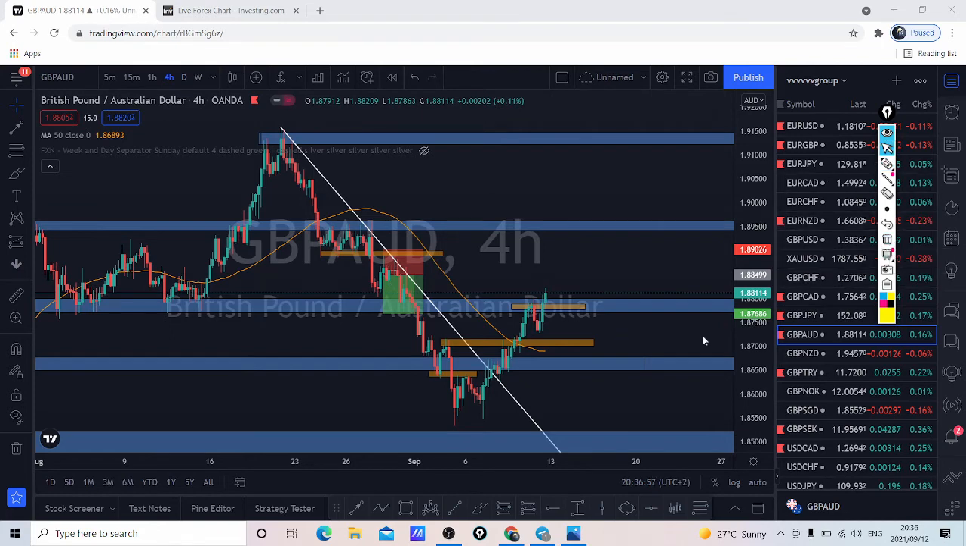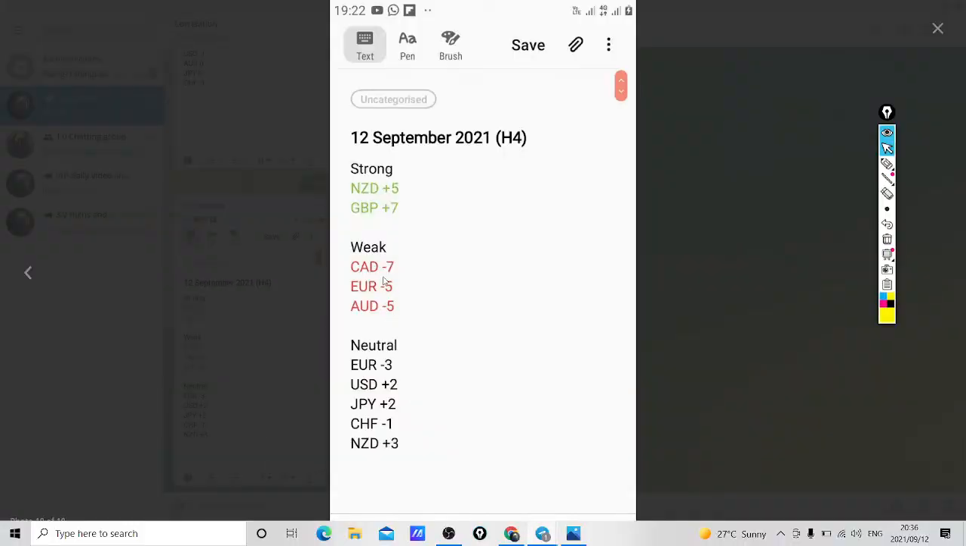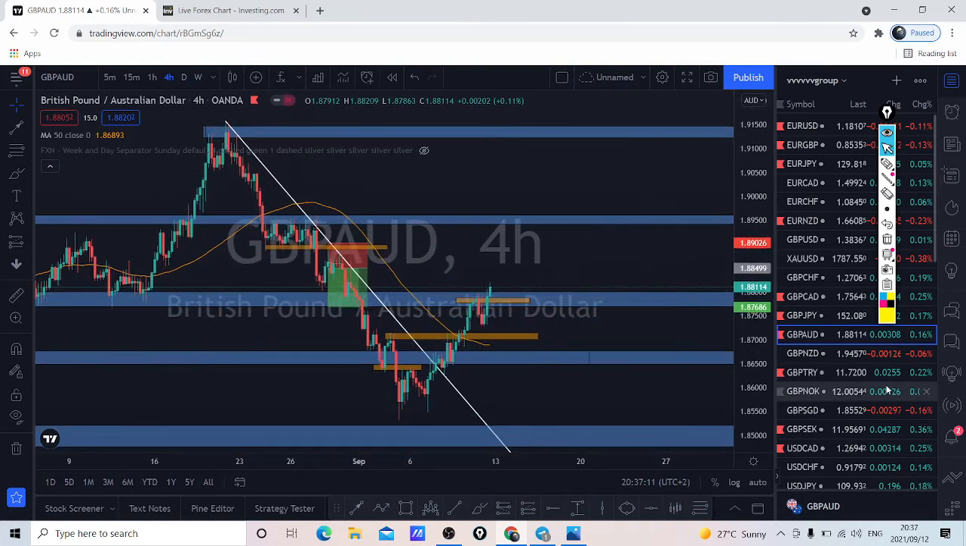And then let's confirm that with our correlation numbers. Yes, GBP is +7, and AUD is -5. That's good for a buy.